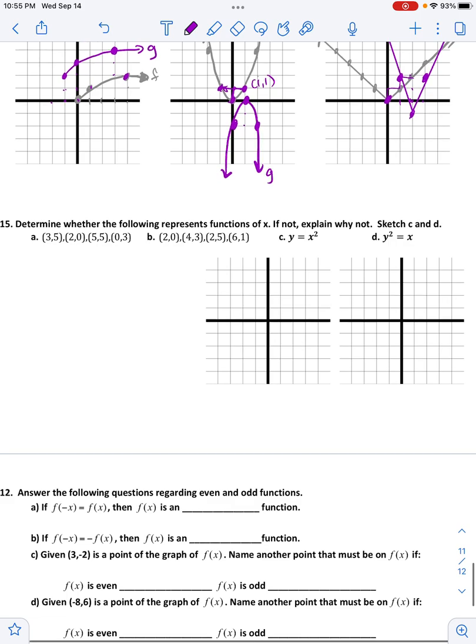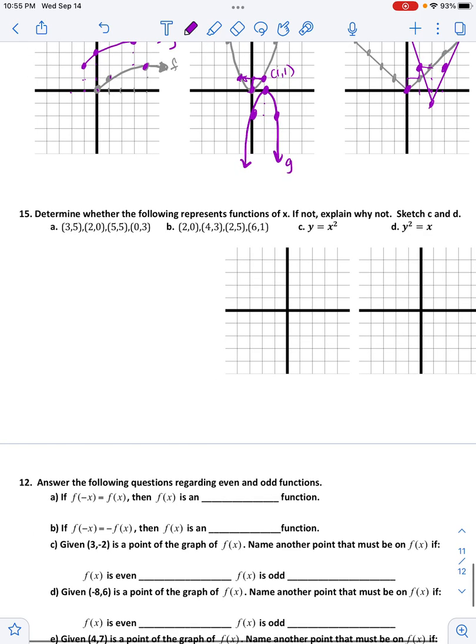This should be pretty quick. This part I feel like most of you know what you're doing. Is it a function, yes or no? If not, explain why not. Sketch C and D. Okay.